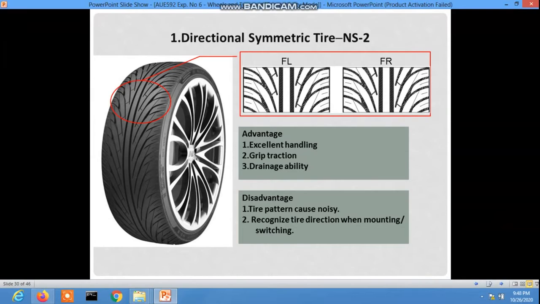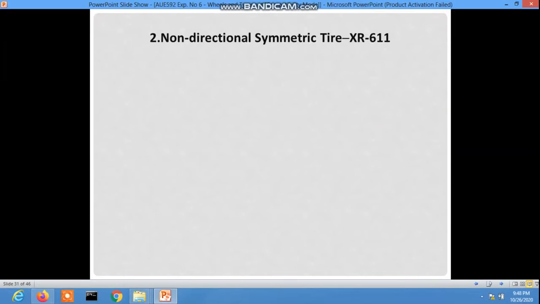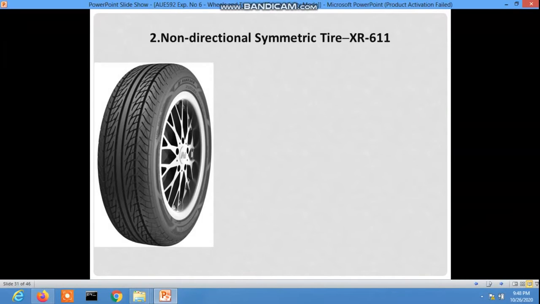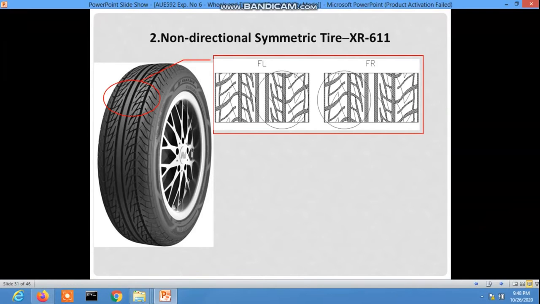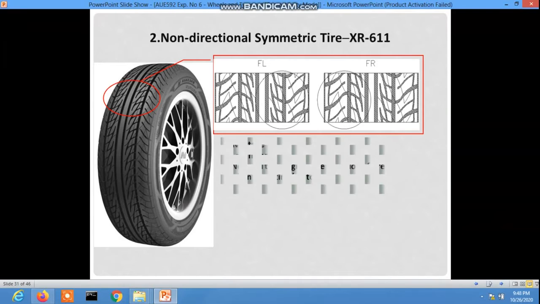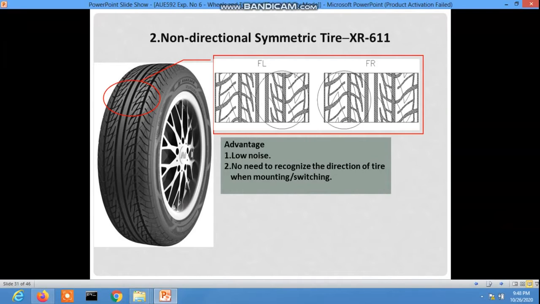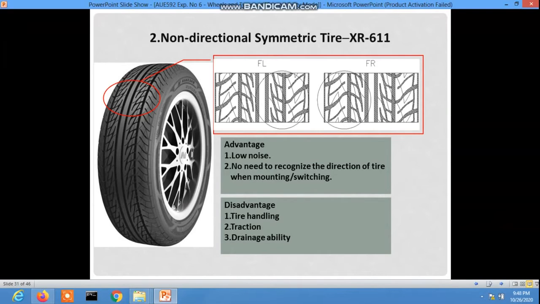Non-directional symmetric tires, this is the non-directional symmetric tires. So there is the front wheel, front right and front left. Now the advantage, low noise, no need to recognize the direction of the tire when mounting and switching. Disadvantage, tire handling, traction, that means poor traction and drainage ability.